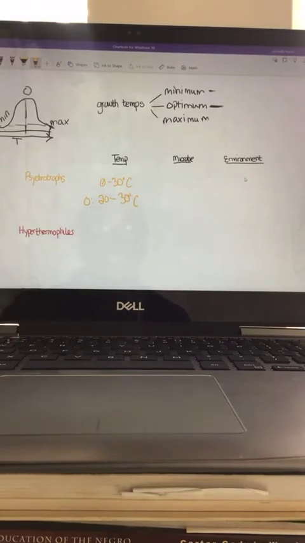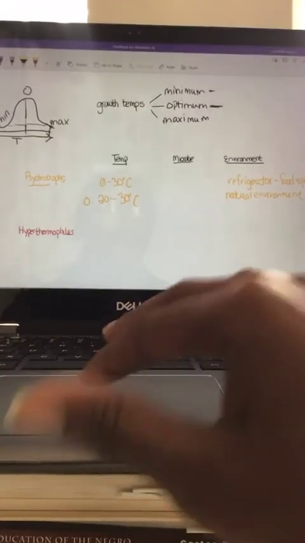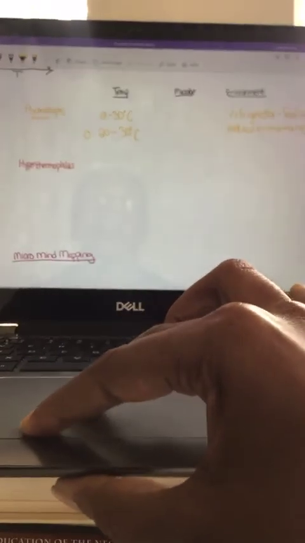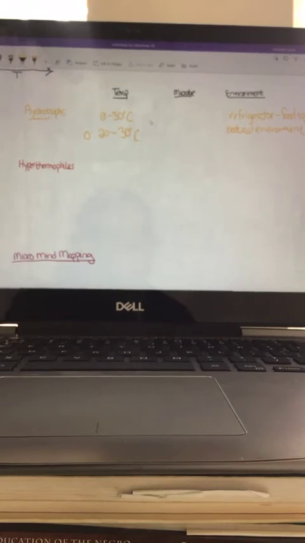And then the environment, what that looks like is our refrigerator, the temperature of our refrigerator. And when you see food spoilage in your refrigerator, then you know that psychrotrophs are present. So food spoilage. You can also find them in the natural environment. All right, let's move this. Oops, too far. Okay, so the microbe. What microbe would you see here? And you'll see Listeria.